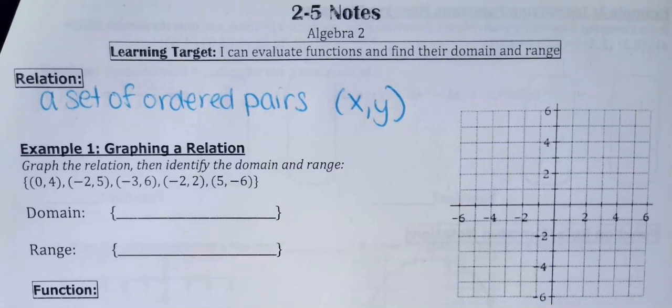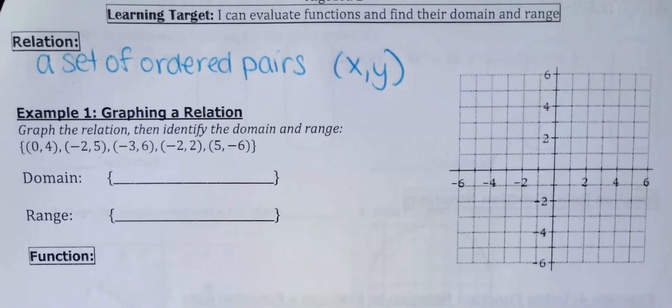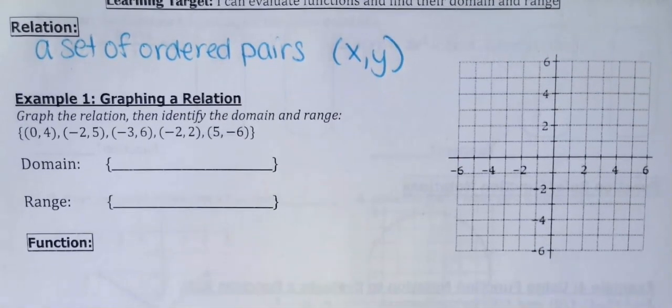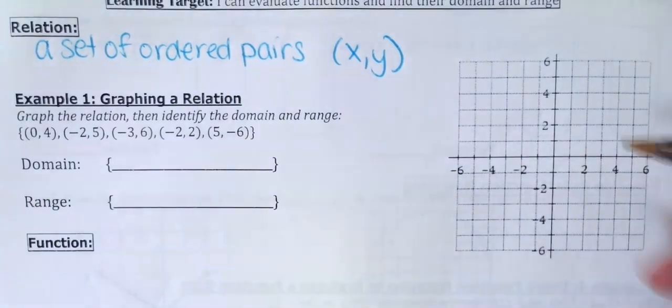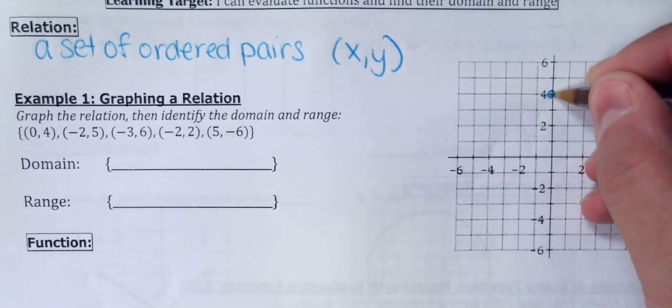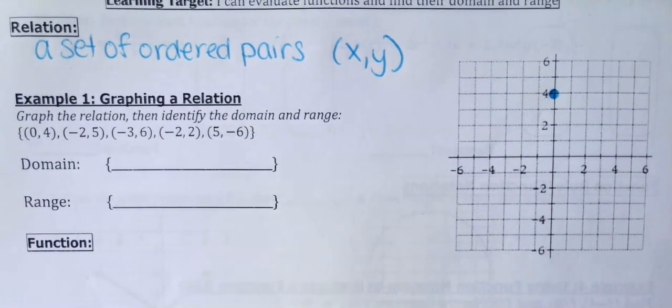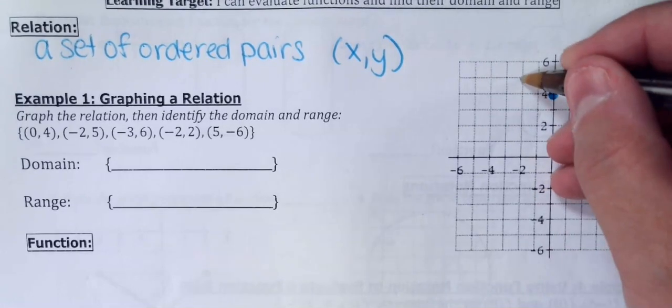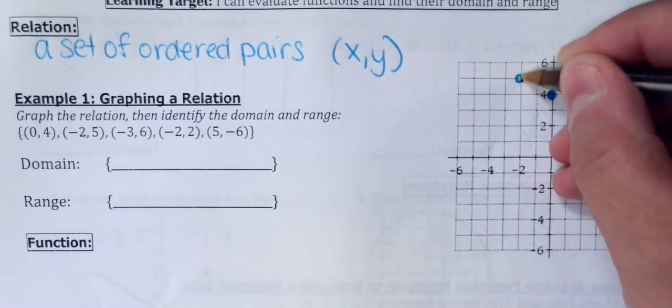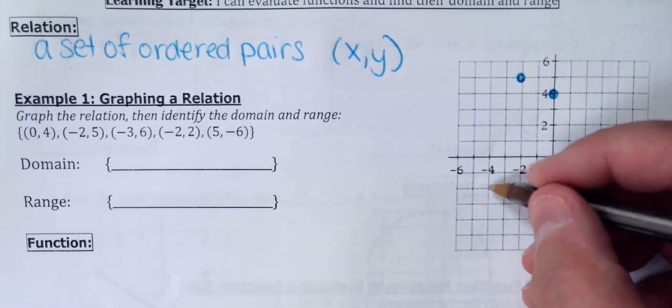So we're literally just going to plot these points that are on example 1. So the first number is your x, that's your left or right. The second number is your y, that's your up or down. So we're just going to put these lovely points on the graph. So just go ahead and do this. So I've got like 0, 4, I've got negative 2, 5. I think they should all fit on the graph.